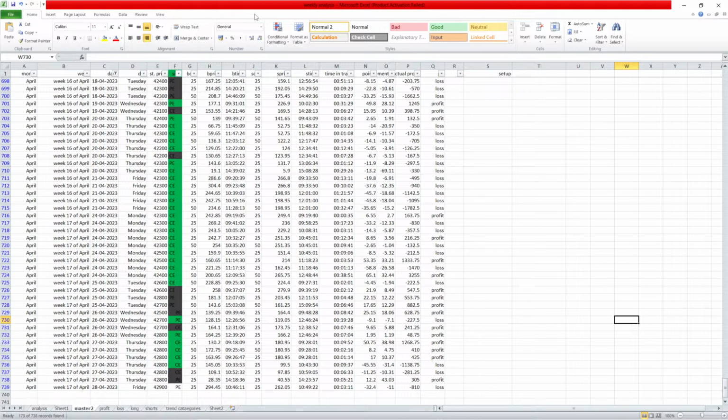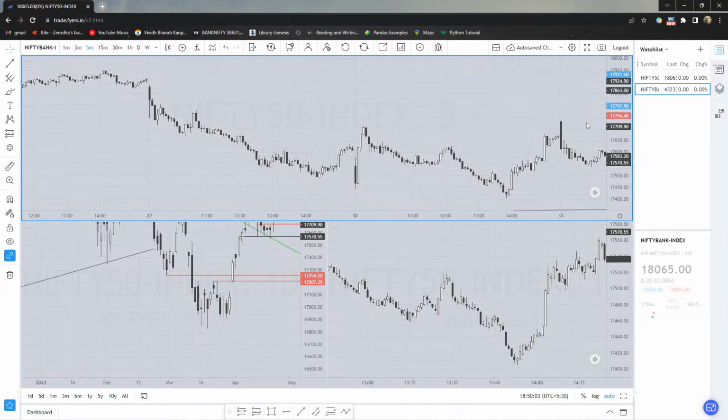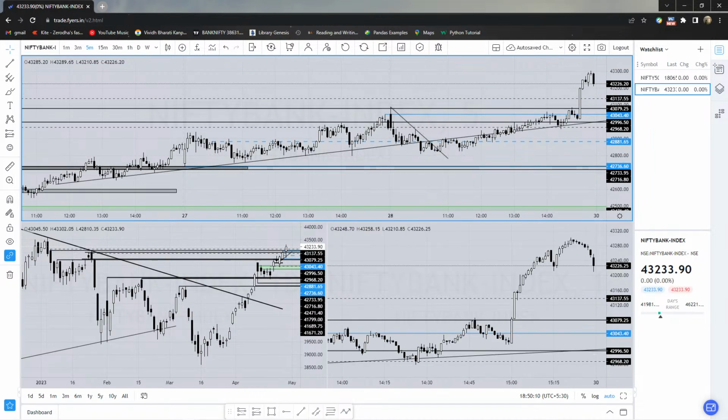Although this is the entry and exit data of options, I trade using the chart of Bank Nifty, the spot chart. So it's the same time where I take entries and exits, it's exactly the same. And that's how we'll be going about it.